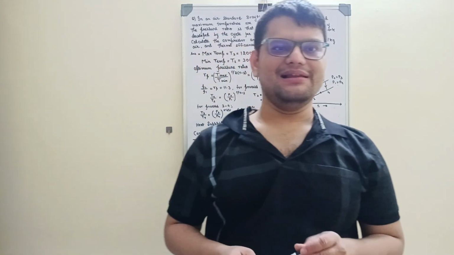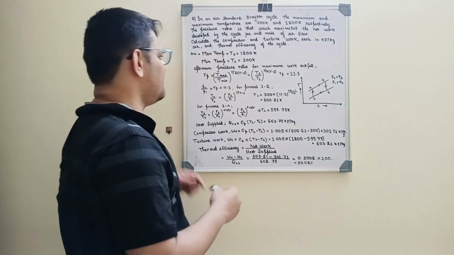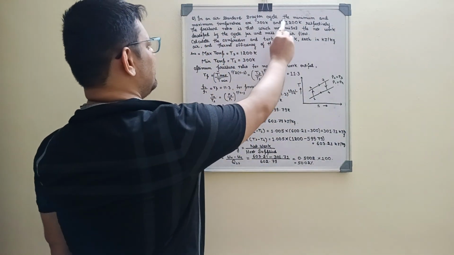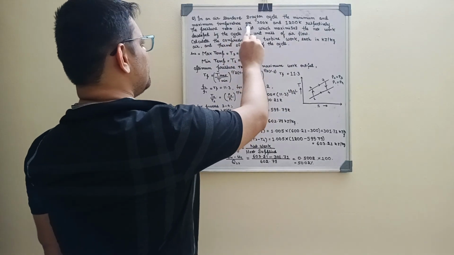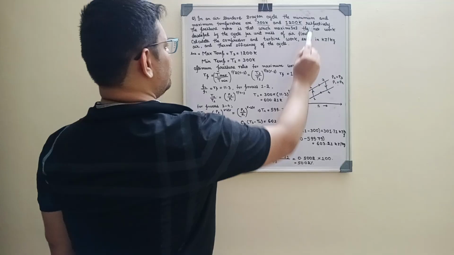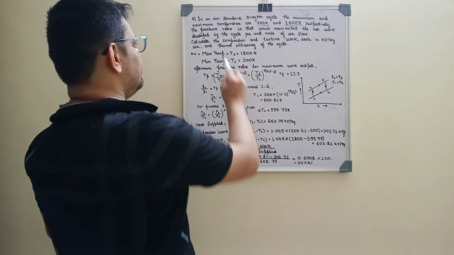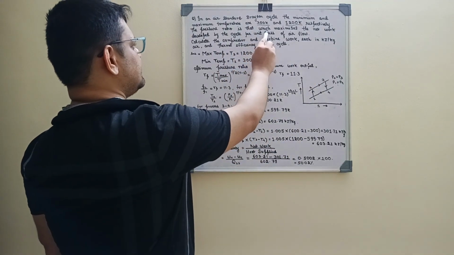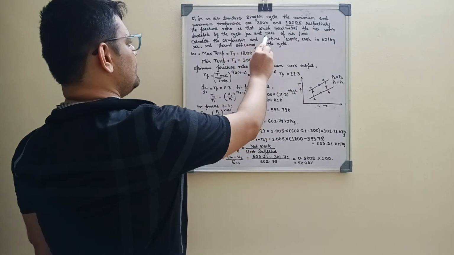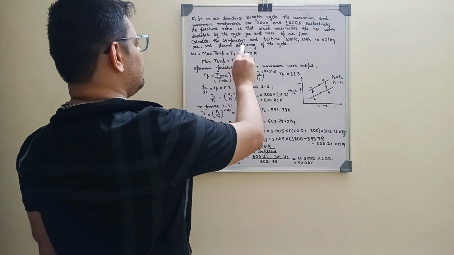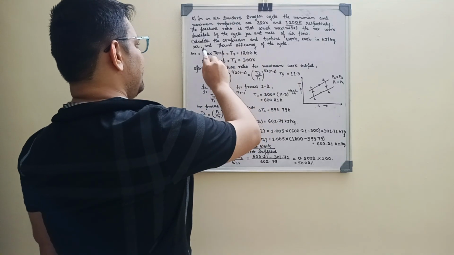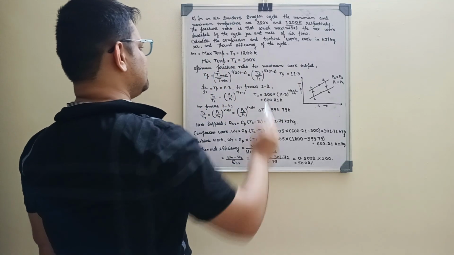So here the numerical is like this: in an air standard Brayton cycle, the minimum and maximum temperatures are 300 Kelvin and 1200 Kelvin respectively. The pressure ratio is that which maximizes the net work developed by the cycle per unit mass of the airflow. Calculate the compressor and turbine work each in kilojoule per kg of air, and the thermal efficiency of the cycle.